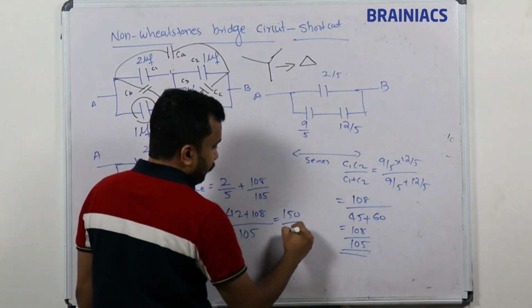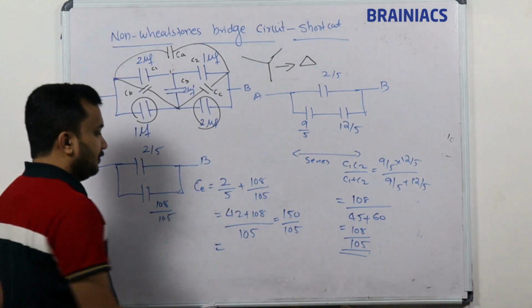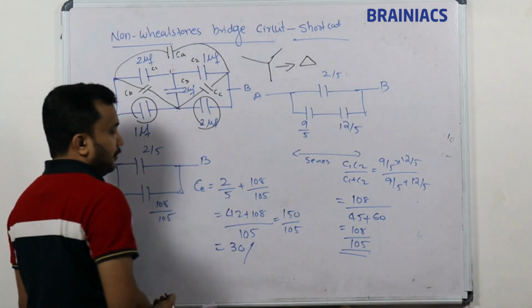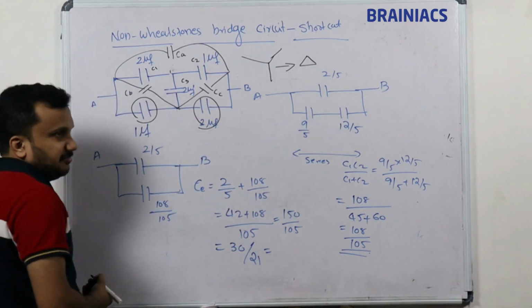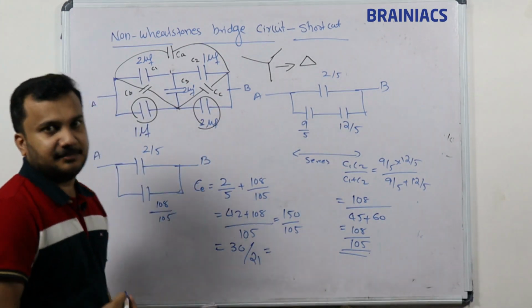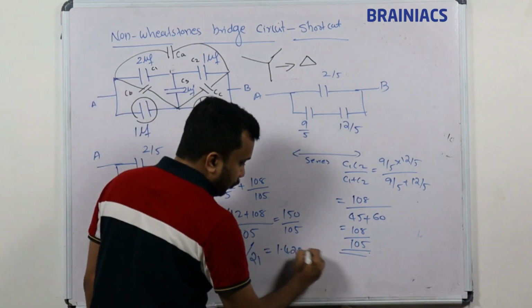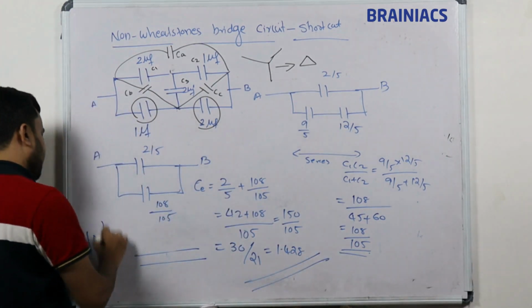150 divided by 105. We can cancel with 5. So 150 means 30, since 30 into 5 is 150, whole divided by 105, 21. So 30 divided by 21. This is the answer we got. Previously what did we get? 10 by 7. So I can say 30 divided by 21 is equal to 1.428. This is the same as 10 by 7.